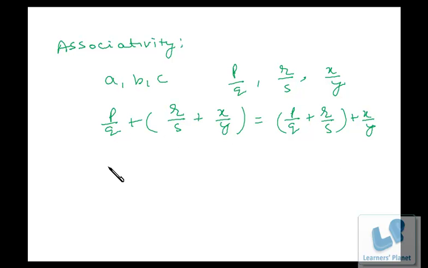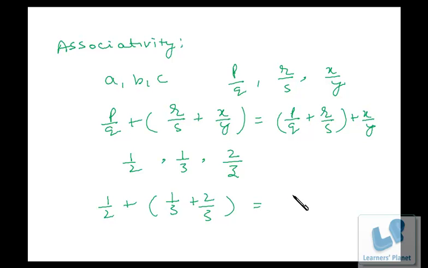Okay, you can take a numerical example also. Suppose the numbers which I am having are 1 upon 2, 1 upon 3 and maybe 2 by 3, right? Suppose I have these three rational numbers. So 1 upon 2 plus 1 upon 3, plus 2 by 3, will be equal to 1 upon 2 plus, 1 upon 3 plus 2 by 3, right? So this is 3 by 2, and this is also 3 by 2, right? So addition of rational numbers is associative, right? So we proved the three things. We discussed the three things: closure property, commutativity, and associativity.